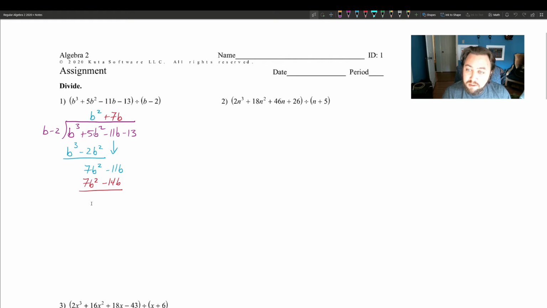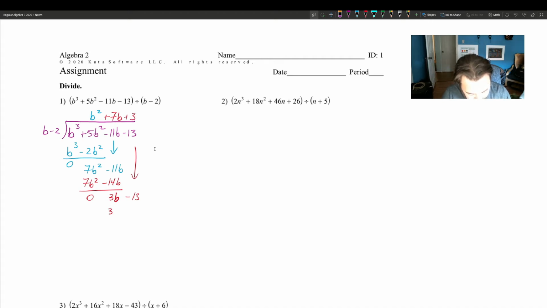These two cancel, we get a 0. I guess I could put a 0 in the last row too if I was going to be thorough. And then negative 11 minus negative 14, that's 14, 13, 12, 11, so that's going to be 3b. And we're going to drop down the negative 13. Okay, I want the b to match the 3b, so I'm going to multiply by 3. So we'll say plus 3.